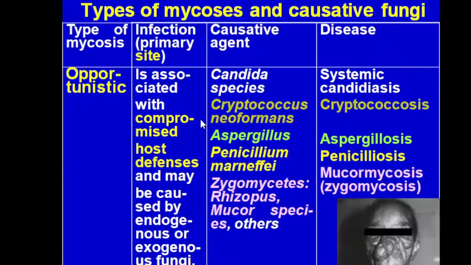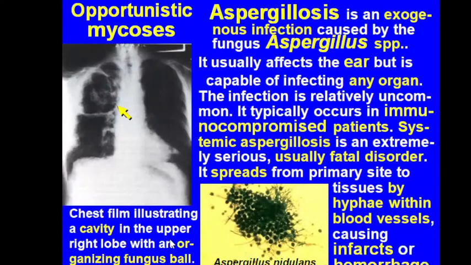And the last one is the group of opportunistic mycoses, and it is associated with immunocompromission, and they may be both exogenous and endogenous. For example, if the one inhaled the spores of Aspergillus or Penicillium that live as saprophytes, they will be exogenous fungal opportunistic infection. But also Candida species may cause endogenous fungal opportunistic mycosis.